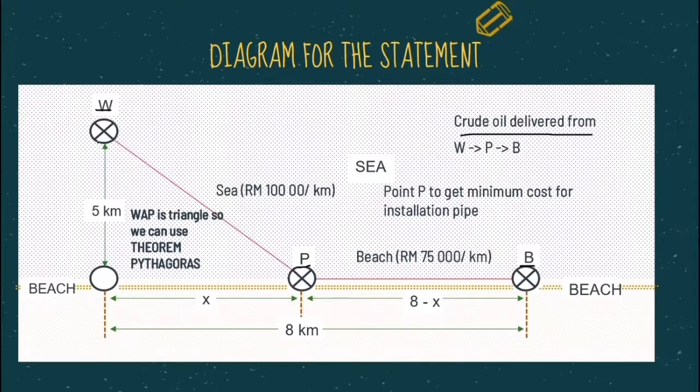And we can also see WAP is actually a triangle, and we can use the Pythagorean theorem to get the value of x here. We also know that the cost for installation pipe at the sea is RM 100,000 per kilometer, while at the beach is RM 75,000 per kilometer. Our main problem for this problem statement is where we need to put the point P to get the minimum cost for installation pipe.